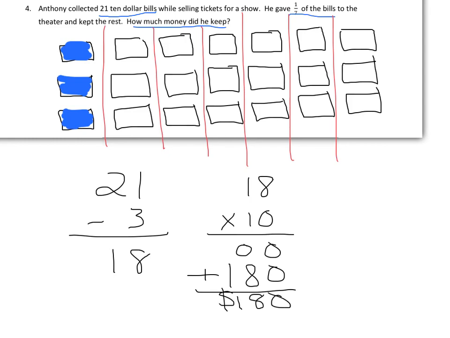So, how much money did Anthony keep? He kept $180. This concludes Lesson 6 of Module 4, Relate Fractions as Division to Fraction of a Set. If you have any questions about this lesson, please bring it to our next math class.